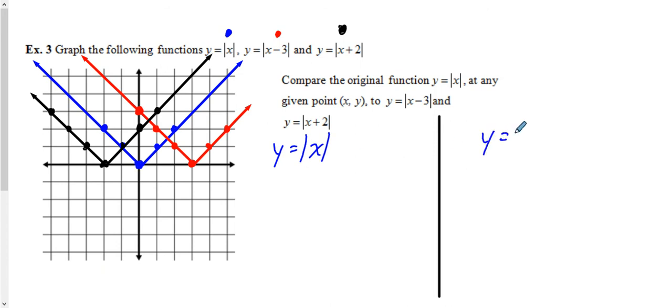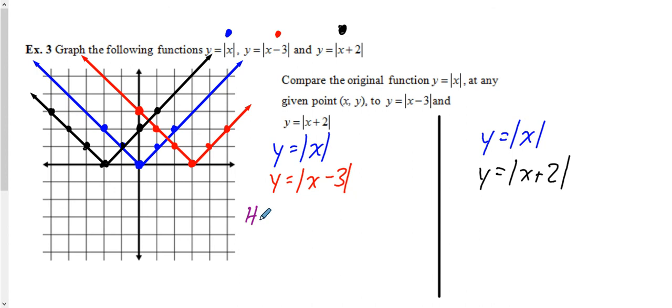So y equals absolute value of x. Let's do compare on this side, y equals absolute value of x minus 3. And on this other side, y equals absolute value of x plus 2. So what do we notice? We notice that if there was a number beside x, and it's still within brackets, still within the function there, it does not move our graph up and down, but in fact it moves our graph left and right. Because we're moving left and right, that's a horizontal translation.